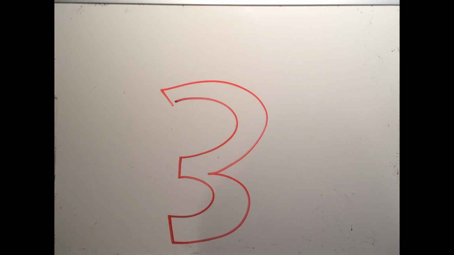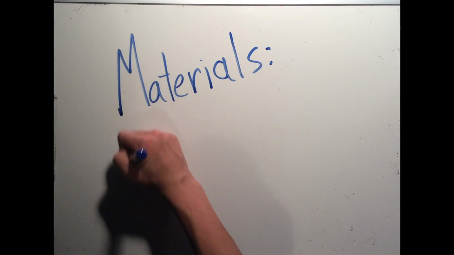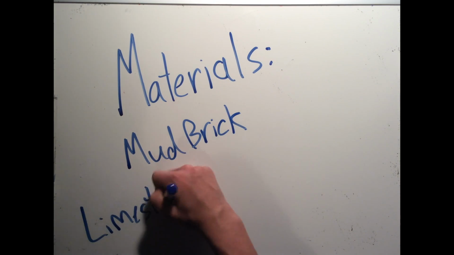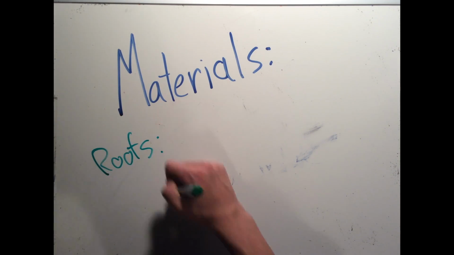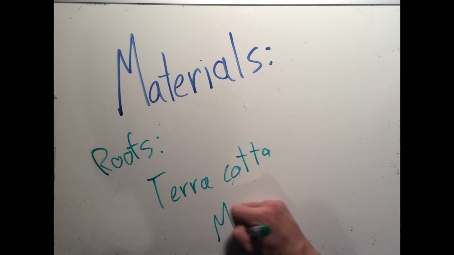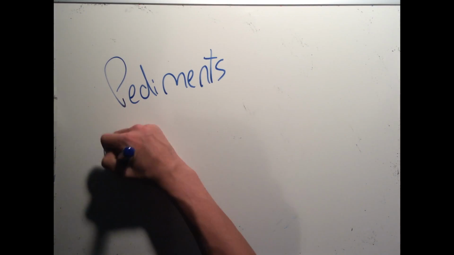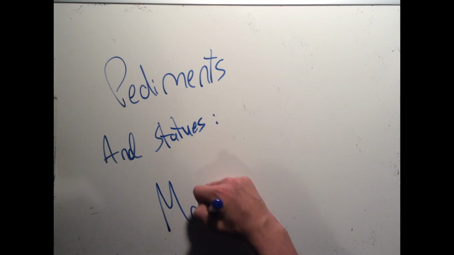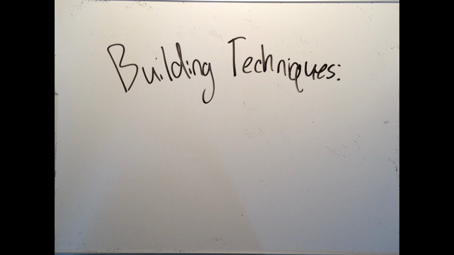Now let's move on to our third question, which is how were these temples built? Well, in order to understand how something is built, you have to know what it is built of. The materials of Greek temples included mud brick, limestone, and marble. The roofs were usually made out of terracotta tiling, like the pots you get at the grocery store, or marble tiling. The pediments and the statues that adorn the temple were made out of marble, and were exclusively carved.